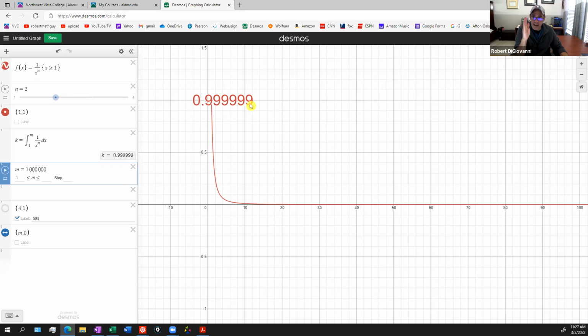Okay. If I ever stop anywhere, if I stop at a billion, that area will be just slightly smaller than 1. If I could theoretically go forever, it would get closer and closer to 1. Does that make sense? It's a weird idea, but that's what's happening here. Convergent area.